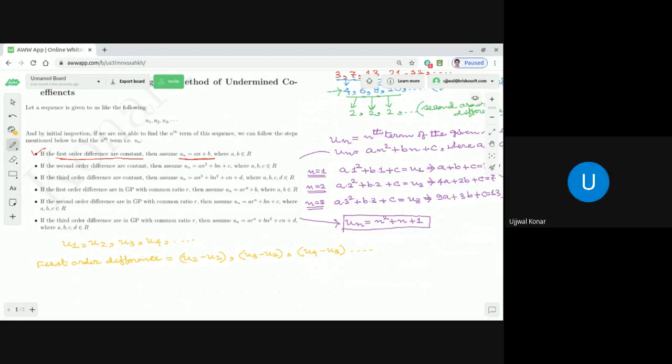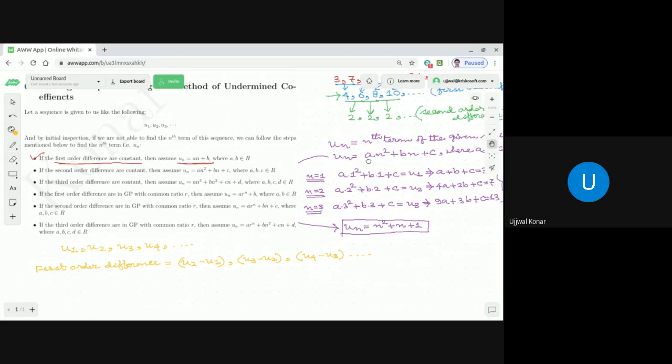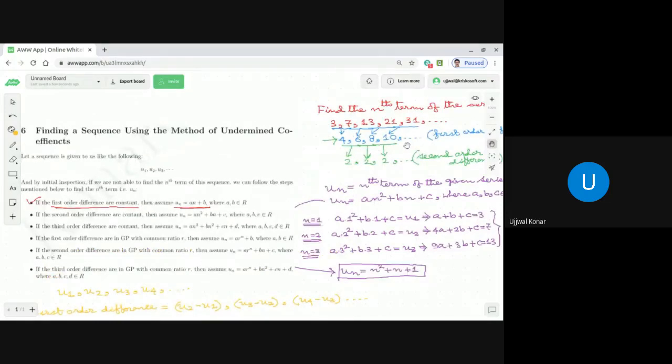Now, suppose the first order difference is not constant, which happened in our case. If you look into our case, the first order difference is 4, 6, 8, 10, which is not constant. Then we go to the second order difference. If the second order difference is constant, then we assume that the nth term Un is equal to an square plus bn plus c. And that's what we have done here, as the second order difference is constant.